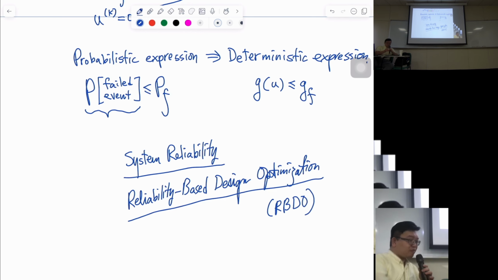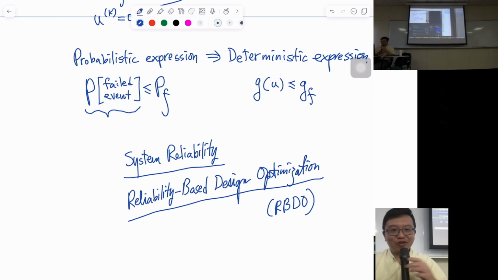When I first came back to Taiwan in 2012, so it's already 12 years ago, I wanted my student to work on RBDO because that was what I did when I was a PhD. So 12 years passed. Only one master student understood RBDO. So I taught how many graduate students? Let's see.